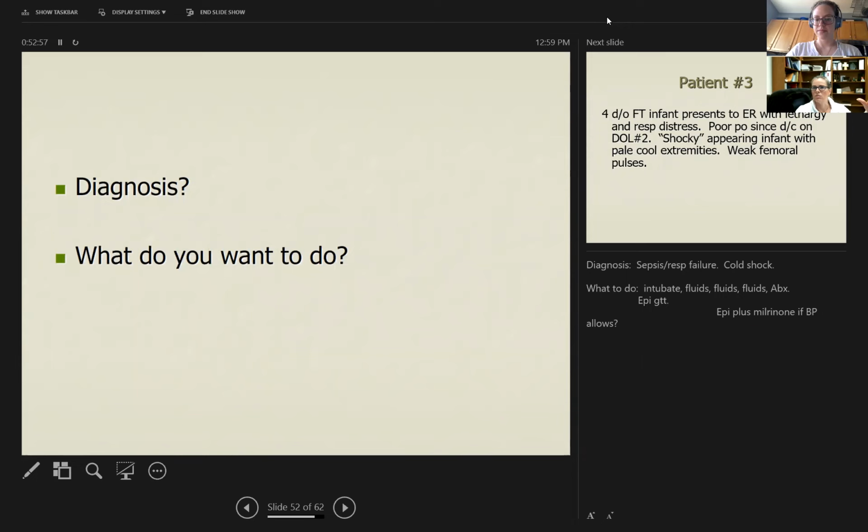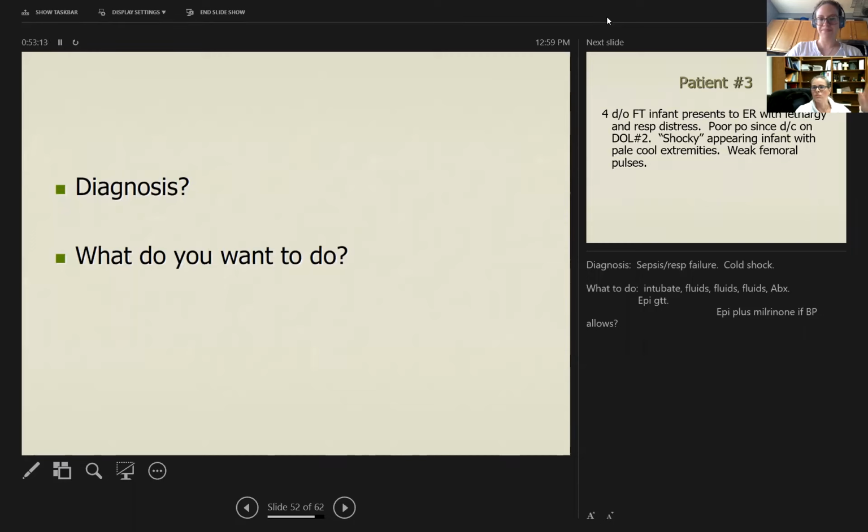How about some IV fluids? Right? So you're going to give volume while they're getting your pressor ready. And you guys said, start with DOPA. Okay, that's going to be your Band-Aid.